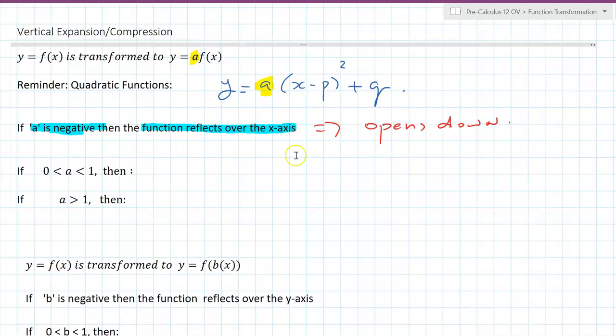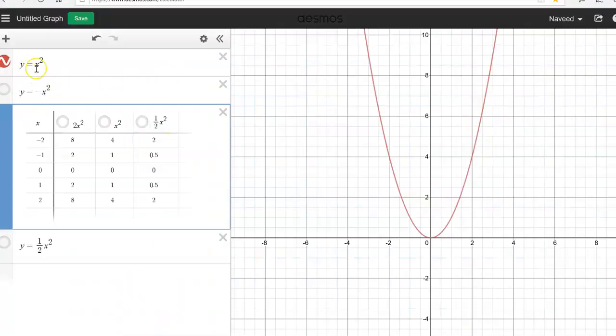Okay, so let's go to Desmos, just make sure that we know. Here's my graph of y equal to x squared. That's the original parabola, right? And if I punch in a negative in front of it, without any other number, just so I don't confuse you right now, look what happens when I initiate that graph: it flips over the x-axis. You knew that. Every time the coefficient is negative, the graph reflects over the x-axis.